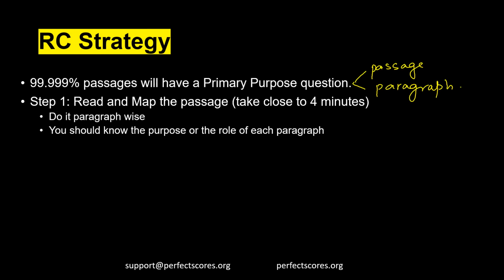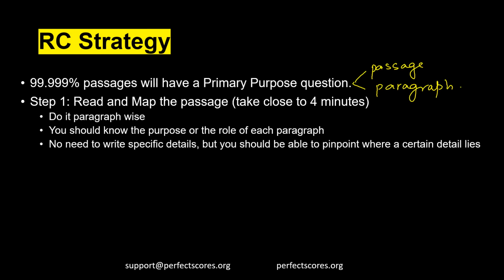Do it paragraph wise, and you should know the purpose or role of each paragraph. You don't need to write specific details like names of people or dates, but if you get a question on something really specific, you should be able to go back to part of the passage using the map and form an idea of the structure. For example, the author introduces a concept, gives examples of it, and discusses the disadvantages of that process. So have an idea of the structure of the passage.